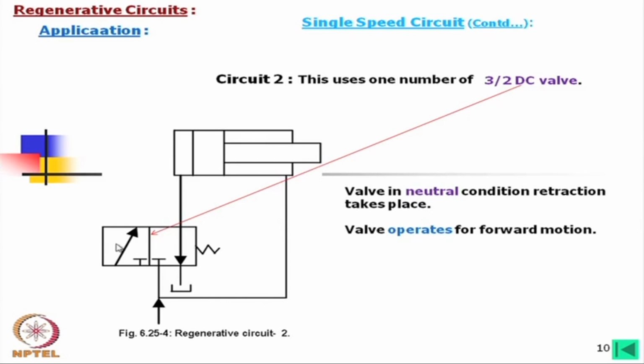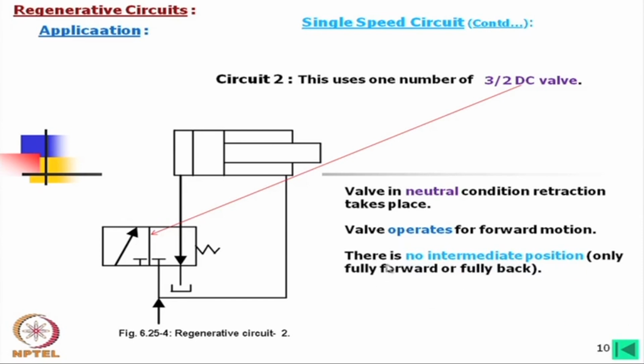Now, what do we do? We operate this to the other position. There is no intermediate position, only full forward or full back. In that case, if it is in this position, then oil will go here and this oil will also be mixed. That means this has one regenerative and one return position. We do not have any other positions. In comparison to the first circuit, there we get two possibilities, not three.